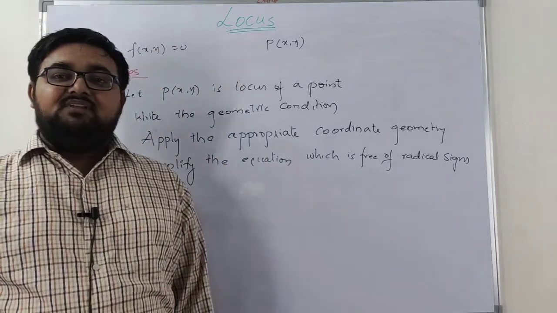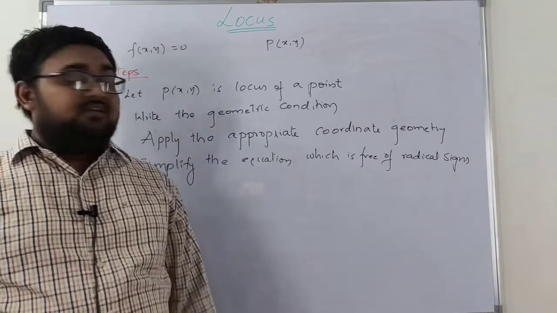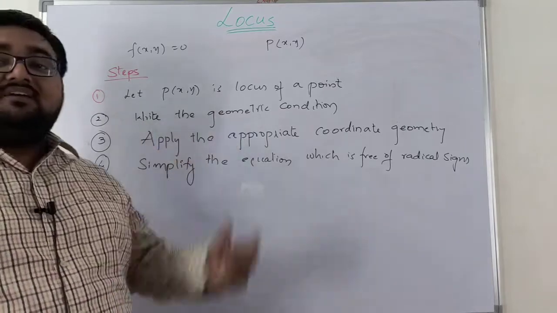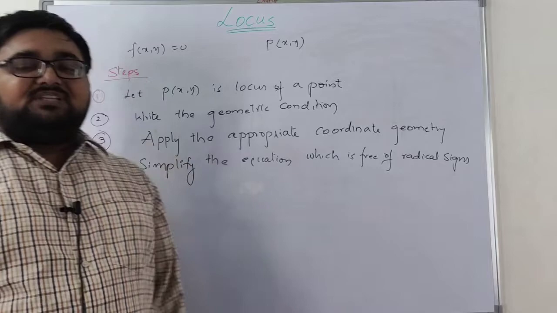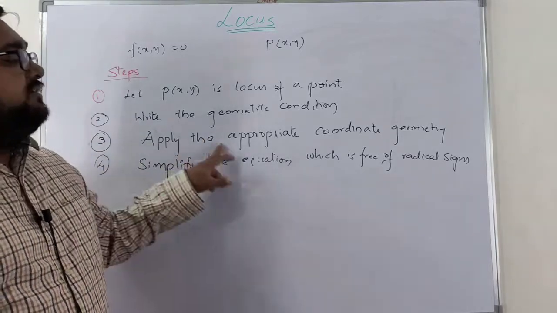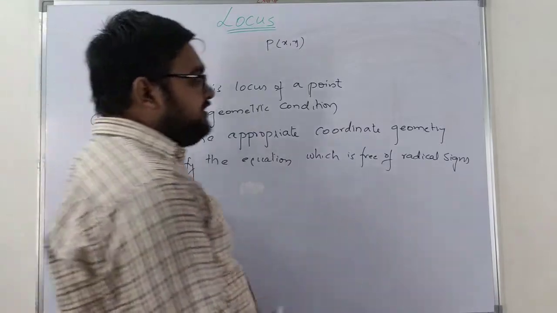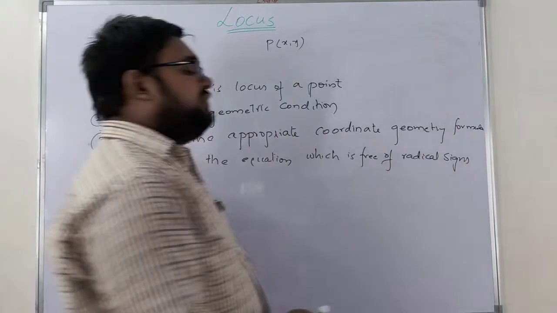Once again, we will see the steps. First of all, you need to consider P(x, y) as a point, the locus of a point. Next, the second point is that you need to write the geometric condition from the given question. Next, you need to apply the appropriate coordinate geometry formula. So you need to apply the formulas.